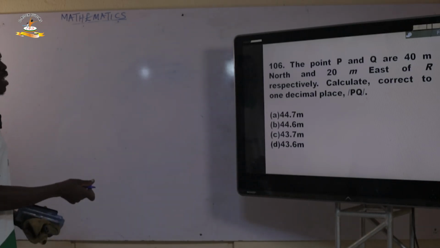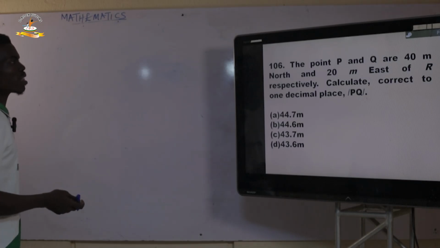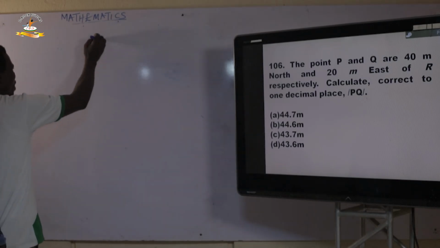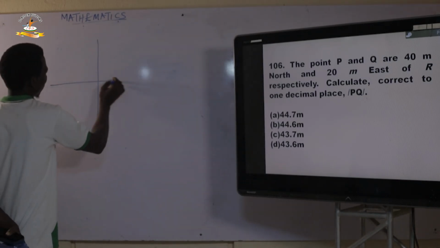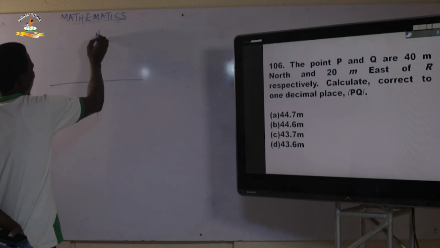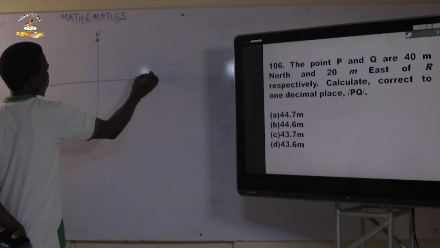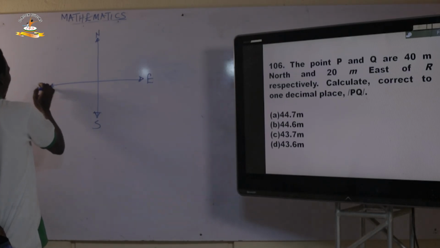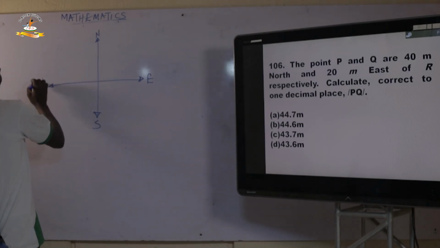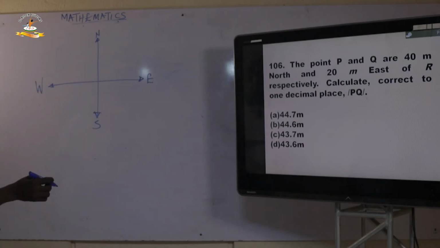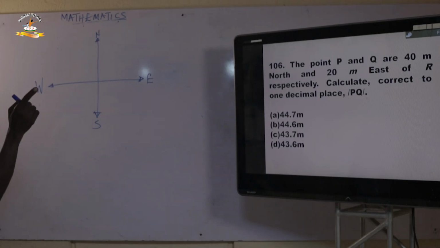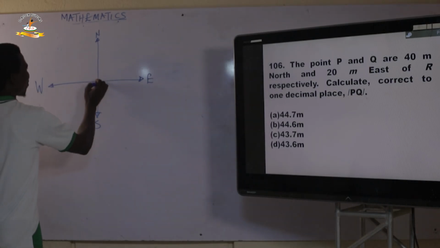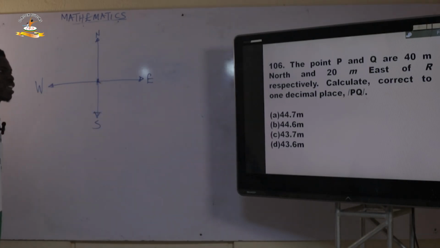We're told that P and Q are 40 meters north, and so we just bring out our cardinal points. This is our north, don't forget, our east, don't forget, our south, and our what? West. So there is a point that is what? That is R. So let's say R is just at the middle of the cardinal.